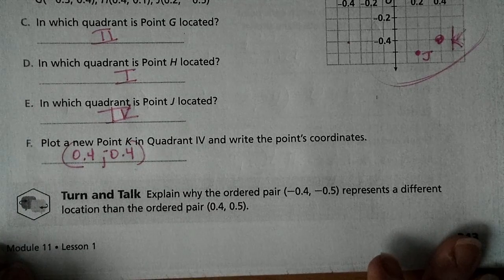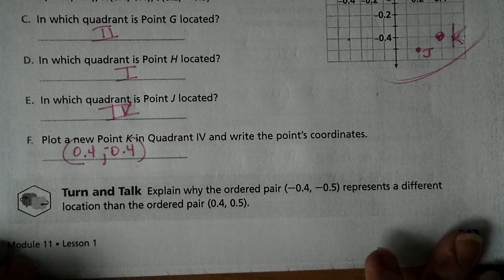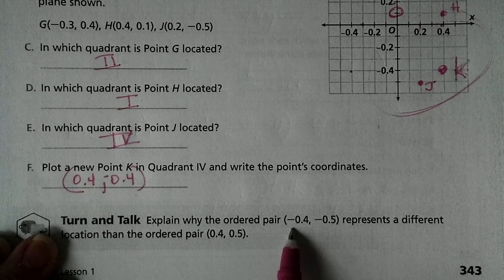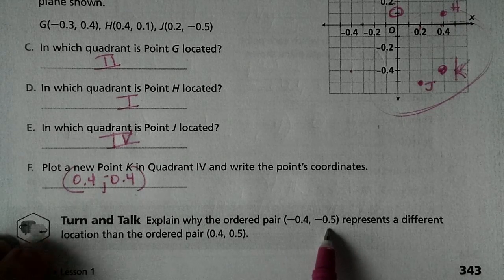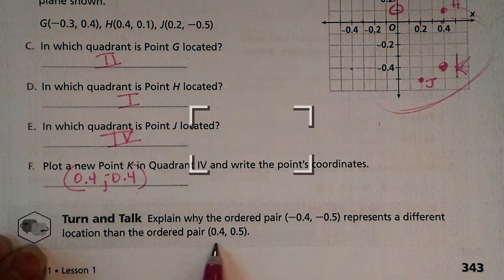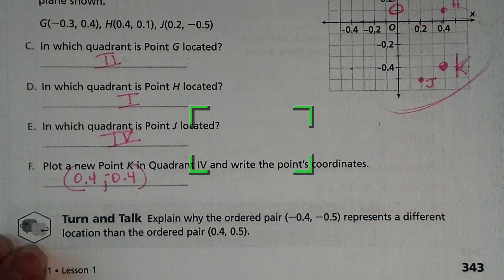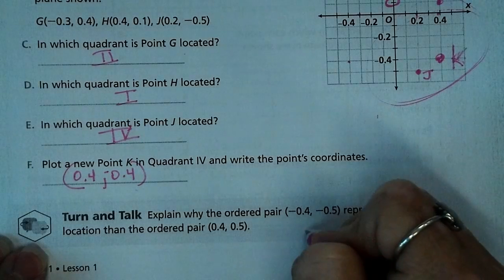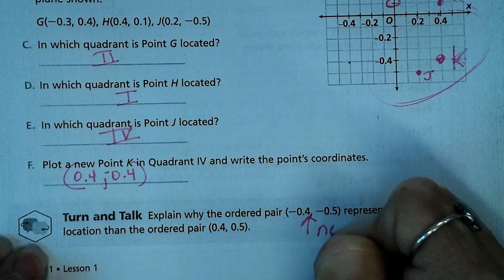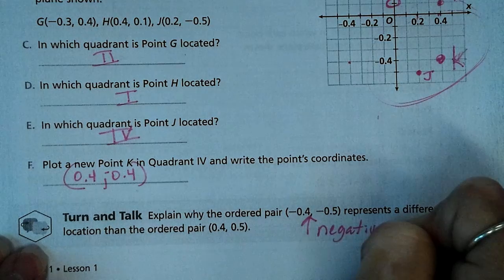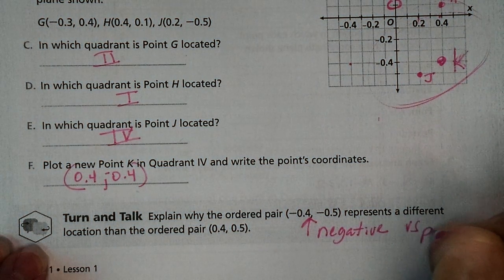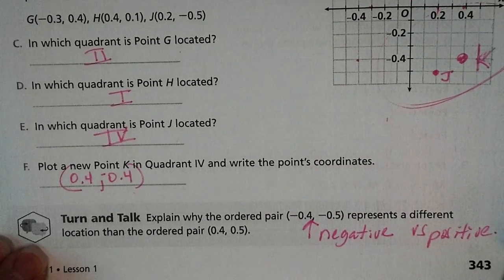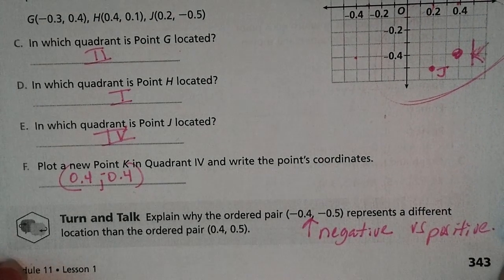Okay? All right, so why is the ordered pair (-4/10, -5/10) different from (4/10, 5/10)? Because they are negative numbers and they are below 0. Yep, so these are negative versus positive. Yep, absolutely, they're under 0.